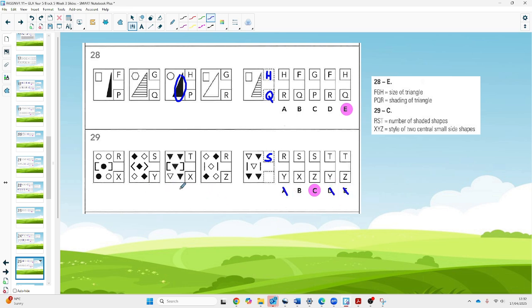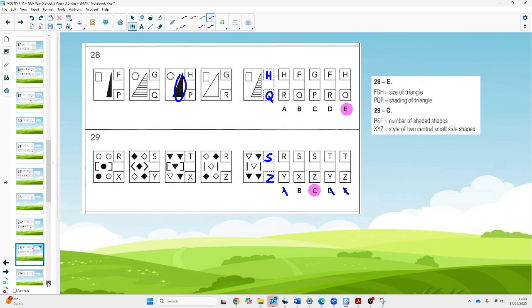And then looking at the bottom letter, we've got the style of 2 central small sided shapes. Therefore, we require the Z. So SZ is the answer there. So well done if you got that correct. So again, just looking, you've got your circle, your square, your triangle, your square. We needed the triangle, hence why it would be Z.